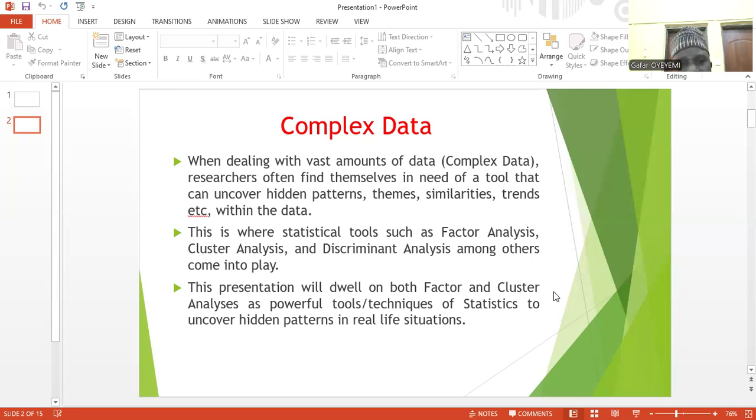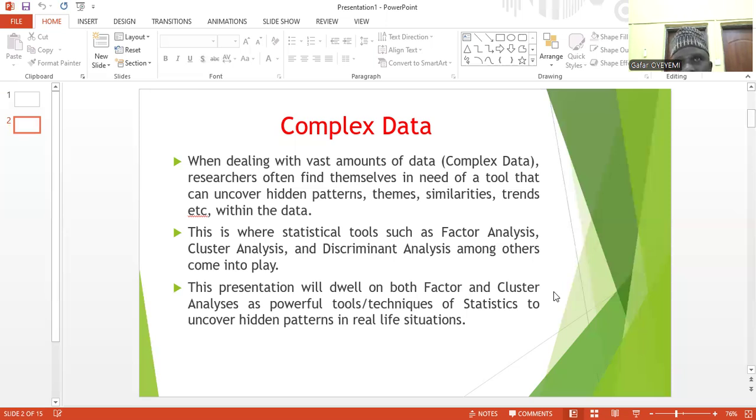So most often the researcher will find themselves trying to look at the patterns, or the hidden patterns, that may be inherent in that complex data. They will be looking for tools to uncover those hidden patterns, similarities, or trends that the data may have. And this is where the statistical tools, most often called multivariate statistical techniques, such as factor analysis, cluster analysis, discriminant analysis, among others, come into play.